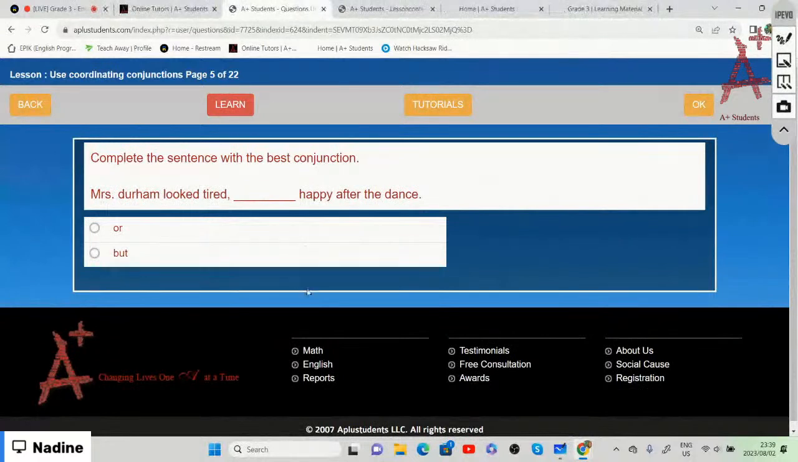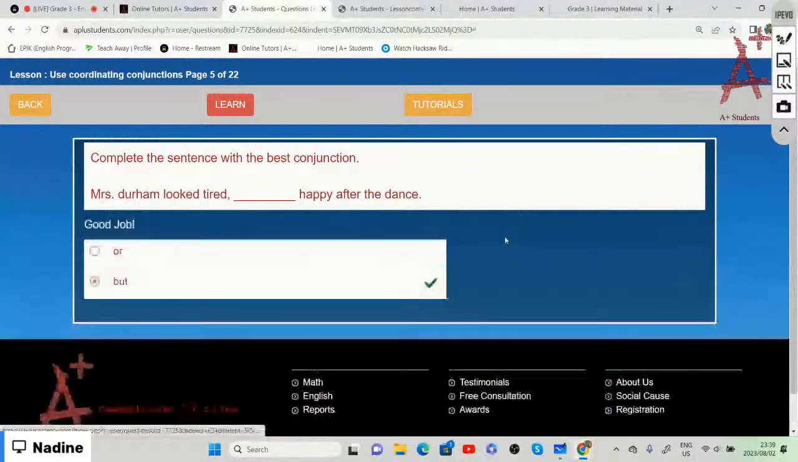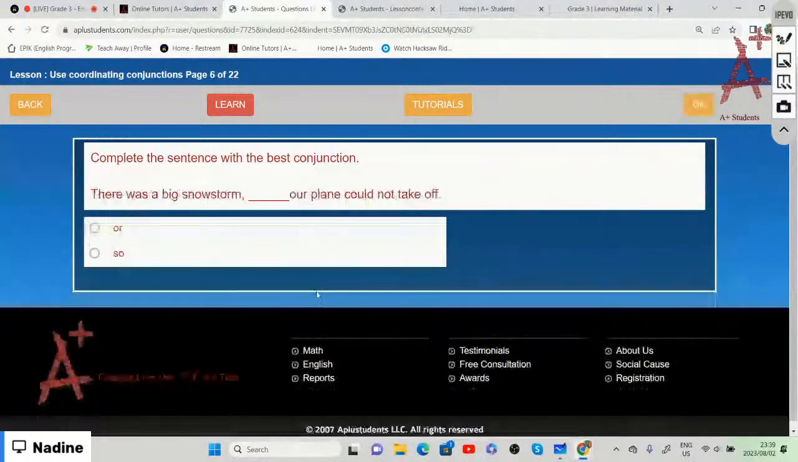So we need to choose the best conjunction between or but. All right, so as much as Mrs. Durham looks tired, but she is quite happy after the dance. It was a big snowstorm, or our plane could not take off, so our plane could not take off. We need to choose the best conjunction within that sentence to complete the sentence. Or so.